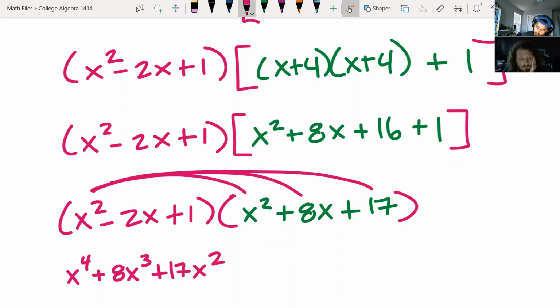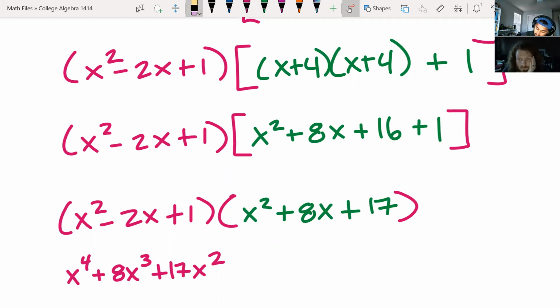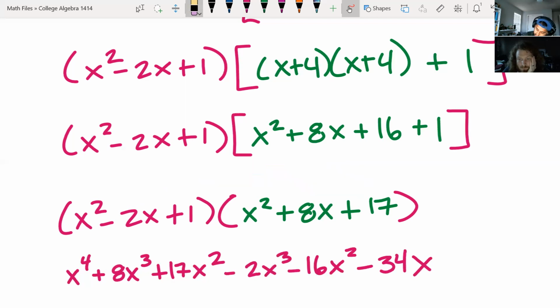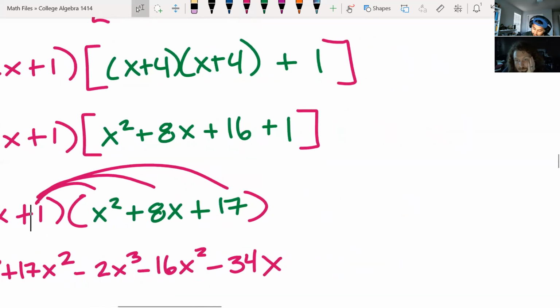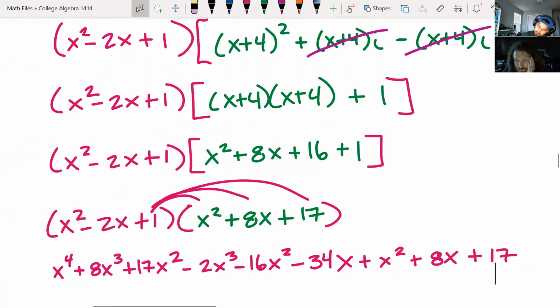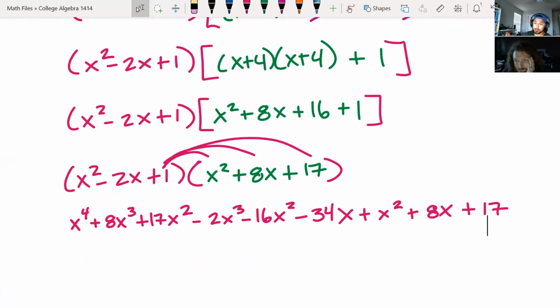And then I'm going to go with the negative 2 now. And go boom, boom, and boom. So negative 2x cubed minus 16x squared minus 34x. And then last is the 1. Boom, boom, boom. Plus x squared plus 8x plus 17. And now all of it has been distributed out.